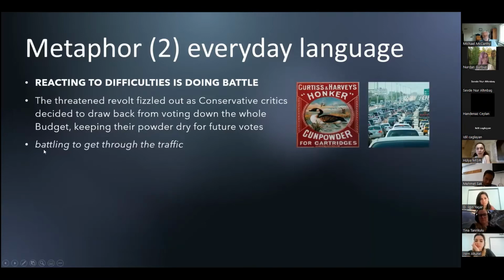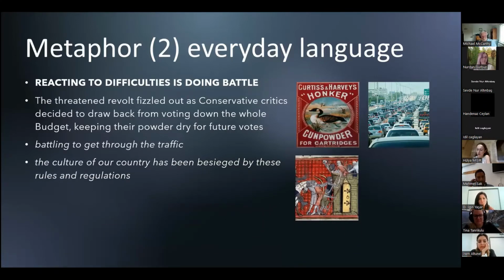Another example, a very ordinary example, which I'm sure you've all said at some point in your life, I was battling to get through the traffic. So driving in a busy city is like fighting in an army. You're trying to win through the traffic. You're trying to get out in front of the other cars and get back in and so on. I'm sure this never happens in Turkish cities. I'm sure the traffic is beautifully organized and everybody drives perfectly with good manners. No, of course not. In all cities, traffic is like a battle.